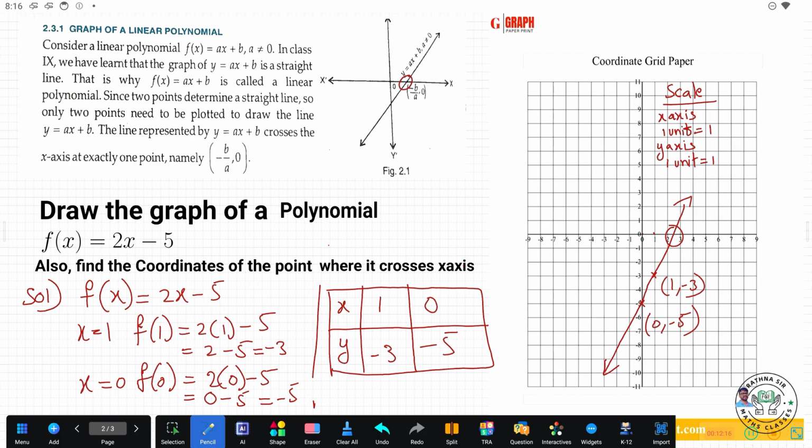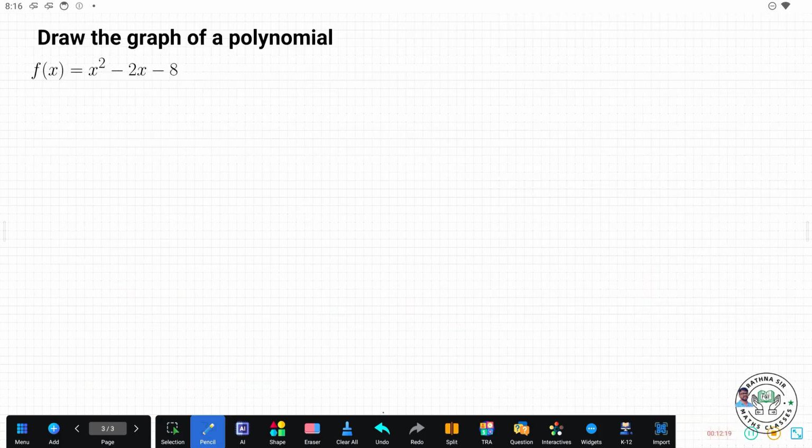Next, draw the graph of a polynomial f of x is equal to x square minus 2x minus 8. So for this solution, what we have done previously is the same method we have to follow. Okay, so we are having a polynomial f of x is equal to x square minus 2x minus 8. Okay, so we will start with minus 3.